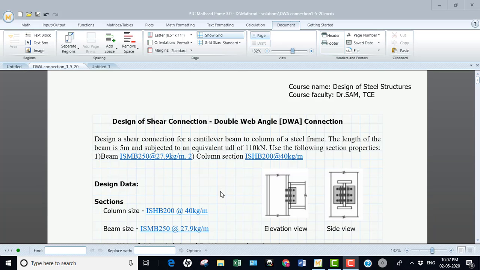Welcome to the design of shear connection. One type of shear connection is double web angle connection. I'll explain the design of double web angle connection through a numerical example.